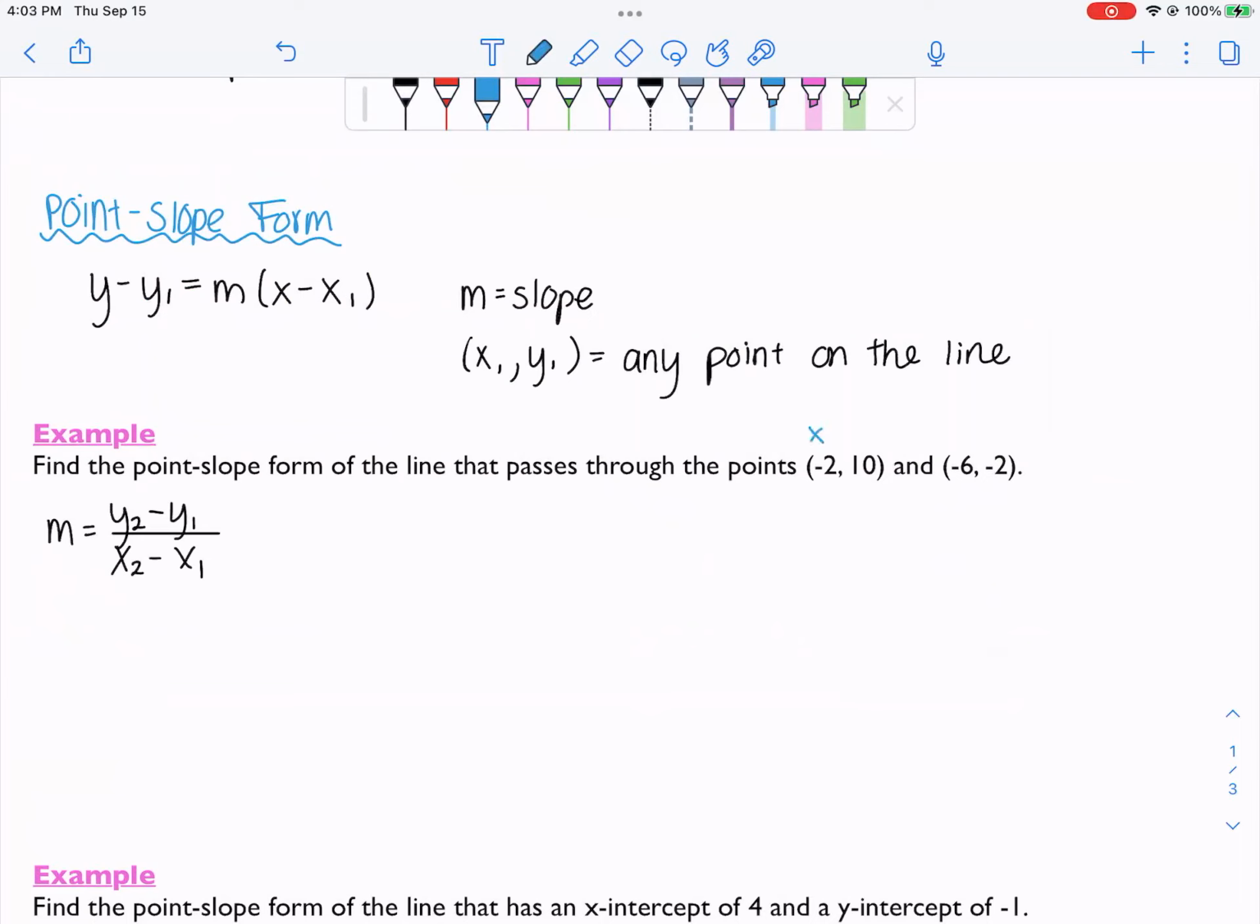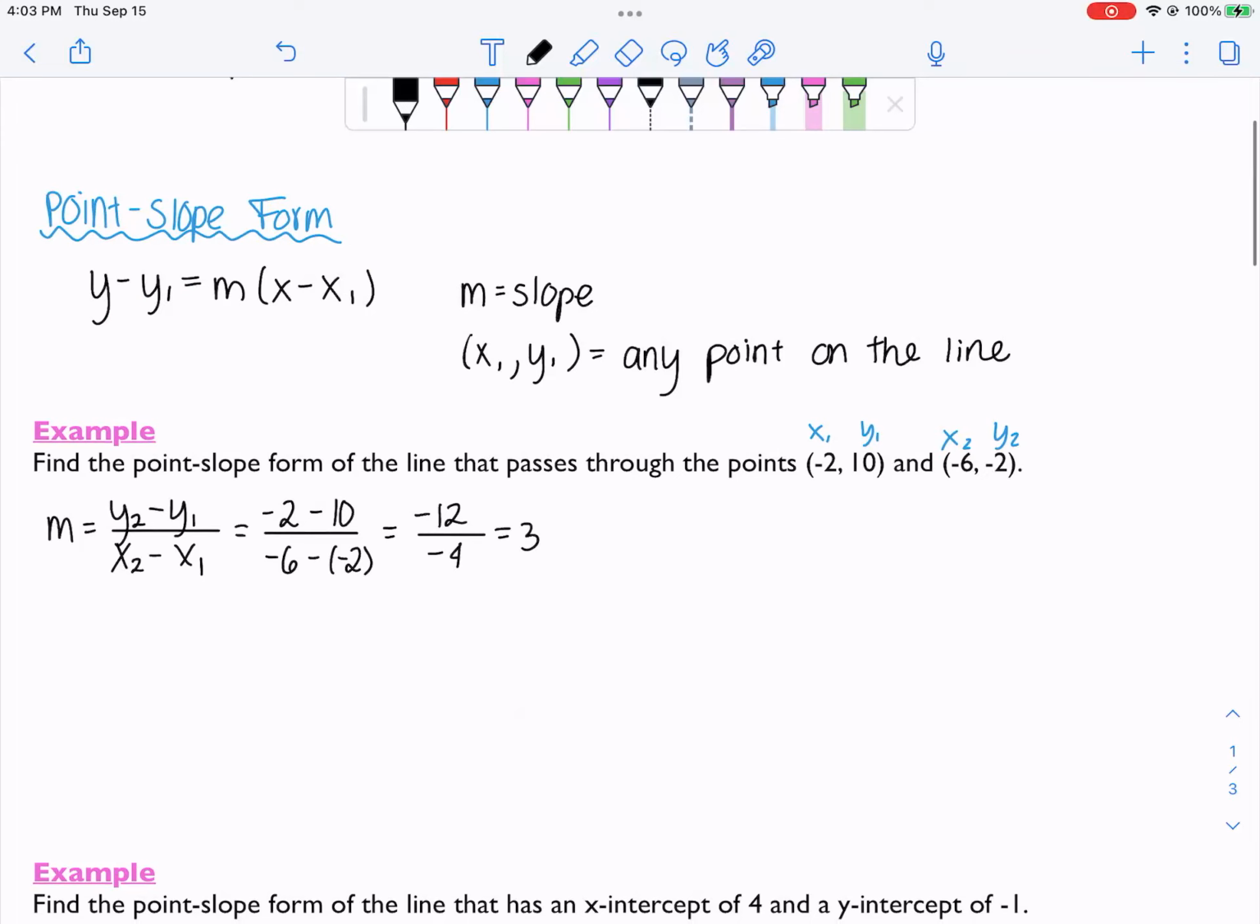We have x1, y1, x2, y2. y2 is -2, minus y1 is 10. x2 is -6, minus x1, which is -2. -2 minus 10 is -12. -6 plus 2 is -4. We get m is equal to 3. So we have our slope.